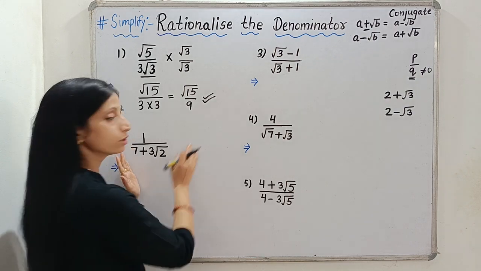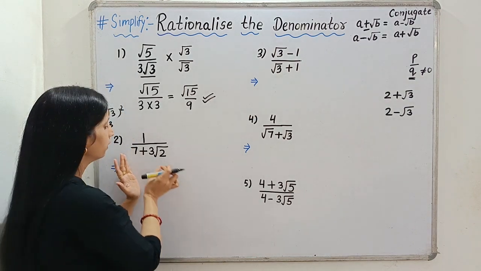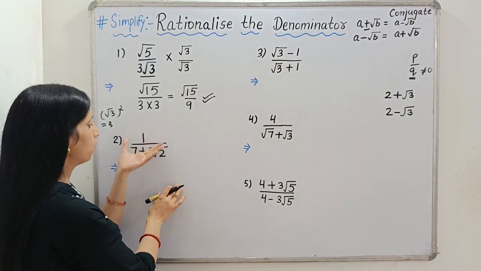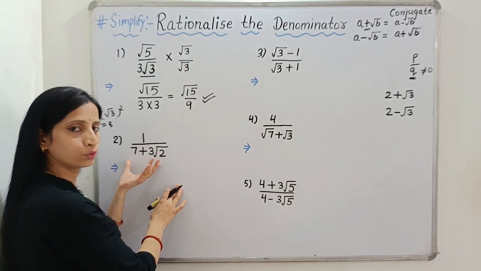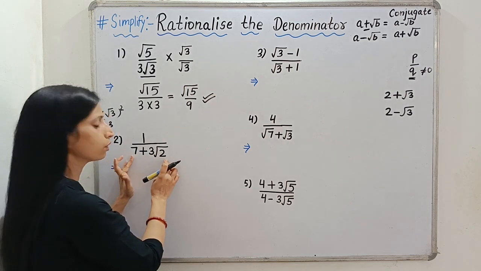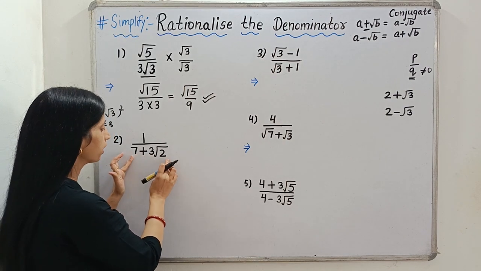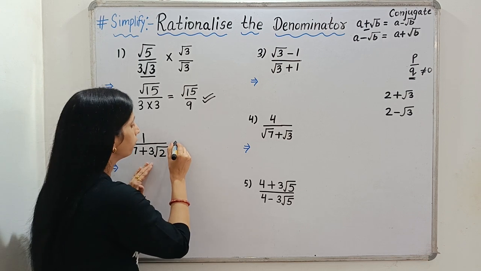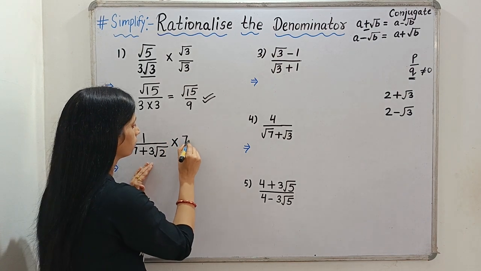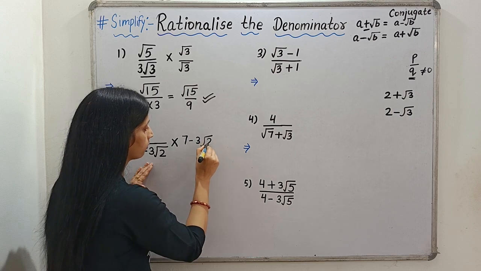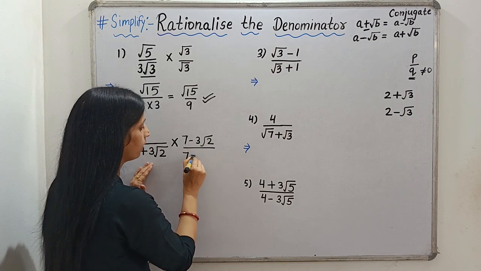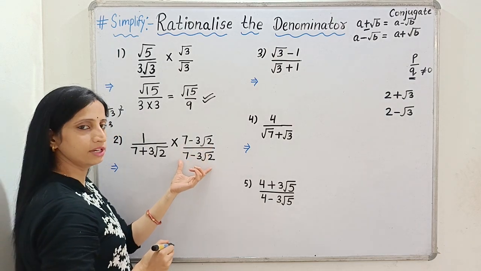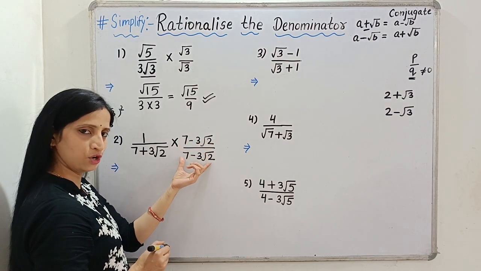We use the conjugate to eliminate the root symbol from the denominator. Now the question is 1 upon 7 plus 3 root 2. We will find the conjugate of this denominator. The conjugate will be 7 minus 3 root 2. In the next step we will multiply by the conjugate of this denominator in the numerator as well as in the denominator.